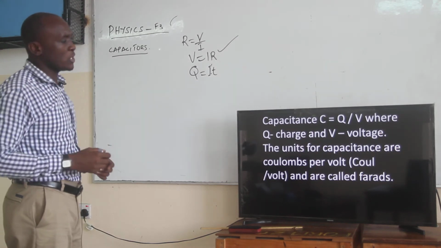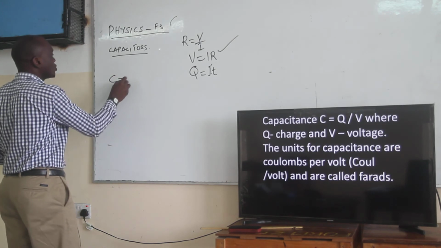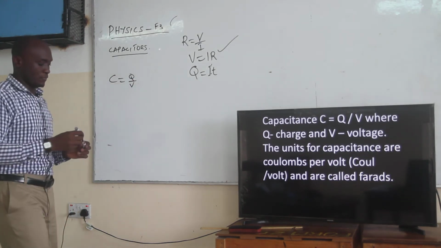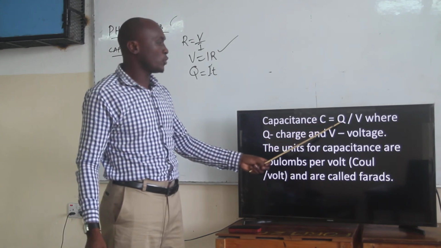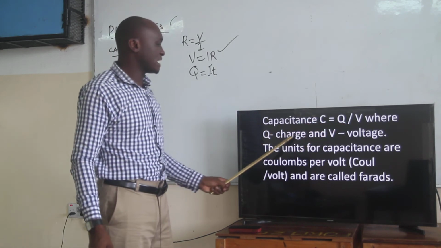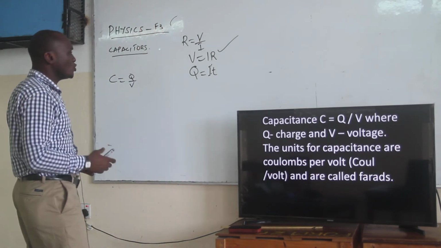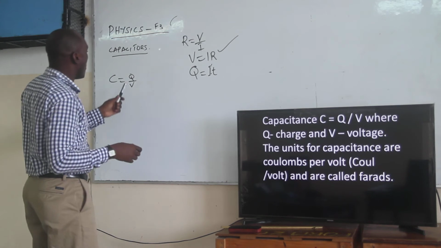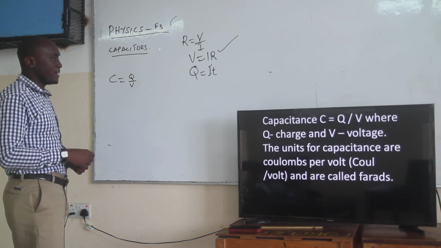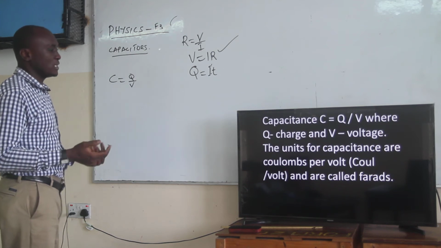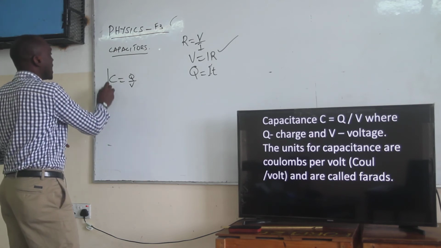Now we come to what we call the capacitance, C. We say that capacitance C is actually Q divided by V. From the screen here, you can see that capacitance is equal to Q divided by V, where Q is the charge and V is the voltage. Right? As we are going to move on, we are going to determine what this Q is. Q, of course, we know is IT. And V is actually the voltage. This is the formula for getting capacitance.